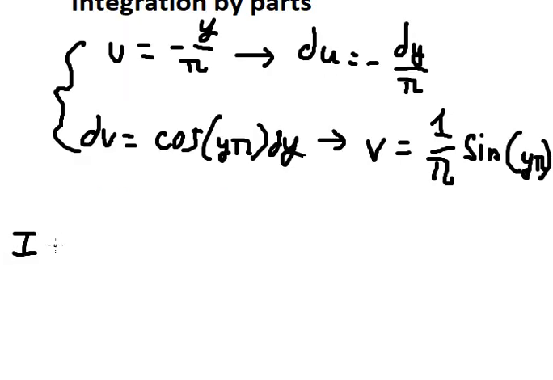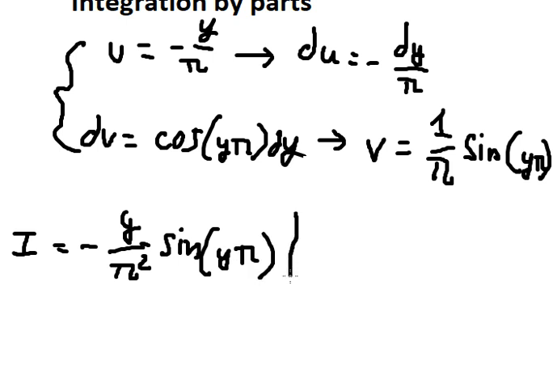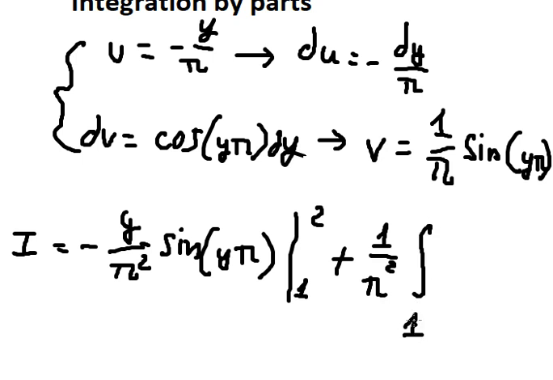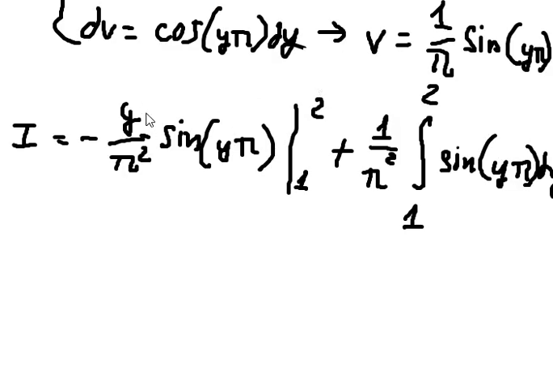So we have u multiplied by v, so we have negative y over b, and we have another b, so we have b squared in here, and sine of yb, and we put the bounds from 1 to 2, minus the integral of v du. So negative and negative, we have positive. b with b, we have 1 over b squared. And we have the integration from 1 to 2 of sine of yb dy. Now we put 2 in here, 1 in here. So you get 0.